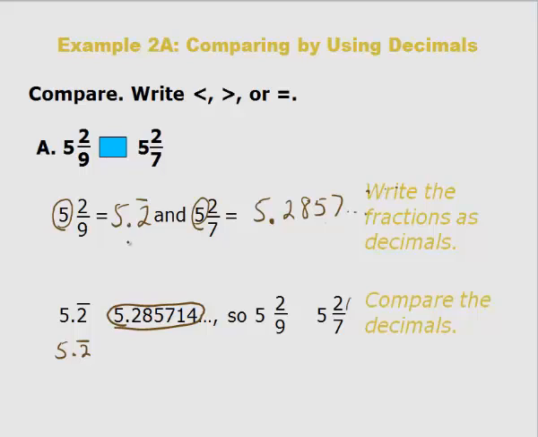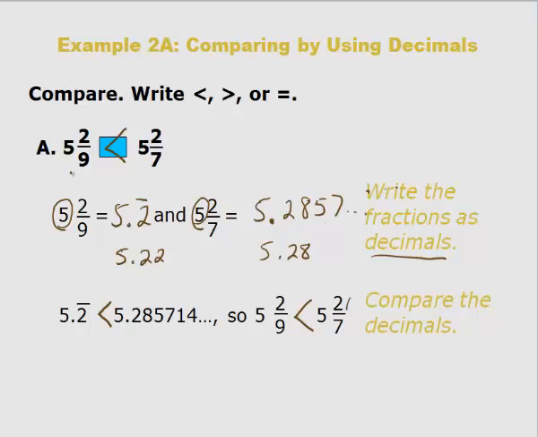So we have now written our fractions as decimals. Once we write them as decimals, we can see which one's bigger. If we go to 2 decimal places, this is 5.22. This is 5.28. Well, is 5.22 larger, or is 5.28 larger? Of course. So this is the way it goes. We look back at the original fractions, and our answer is that 5 and 2 ninths is smaller than 5 and 2 sevenths.